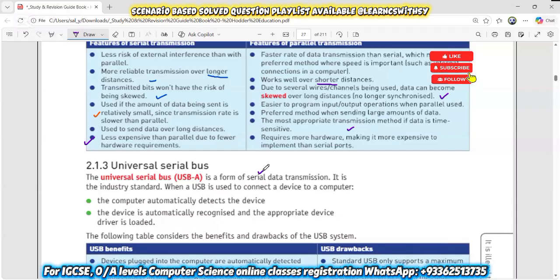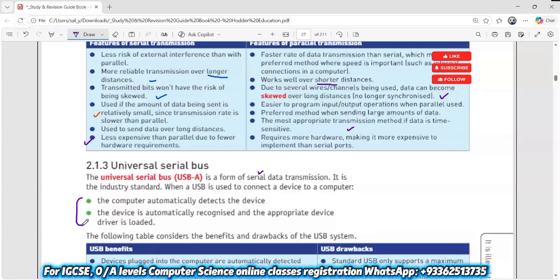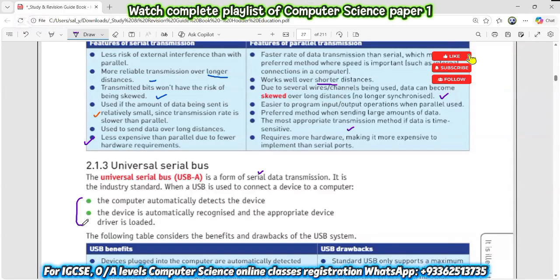When a USB is used to connect a device to a computer, now what is the advantage? You may have experienced a lot of devices that we use now. Maybe I have bought a new mouse. So I connect, whether it's wired or wireless, to the USB port. And the advantage is I do not have to worry about installing the device driver. I'm repeating, this device driver is a program that is needed to make the devices work.